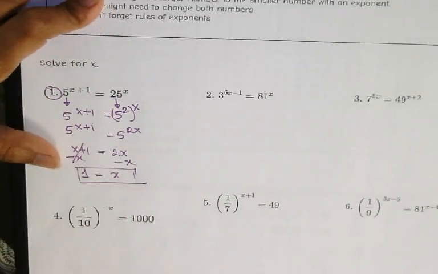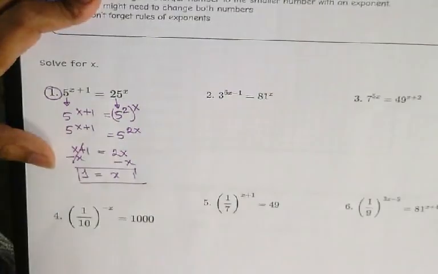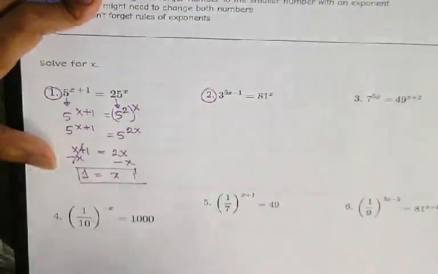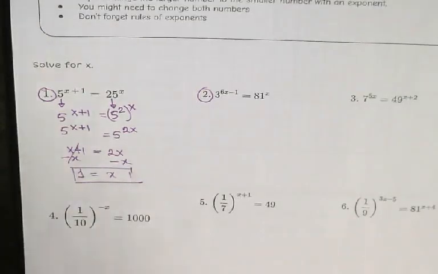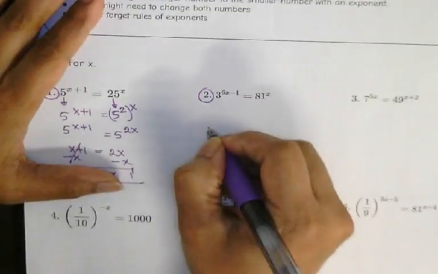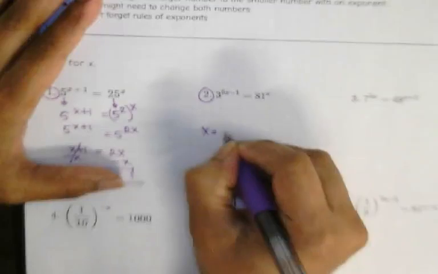Do number 2. I'm giving you 3 minutes. All right. So when I was checking, I think all of you did it correctly. X is going to be equal to 1/2.